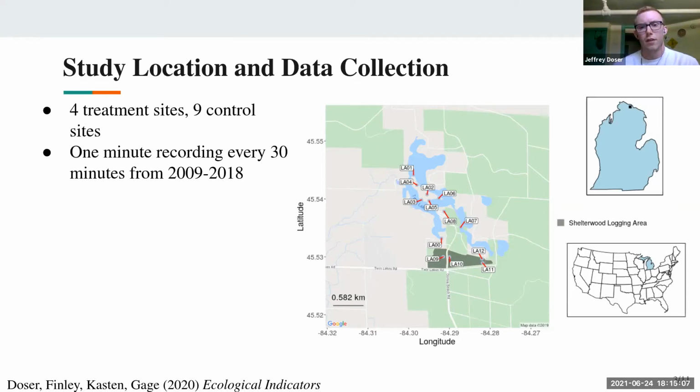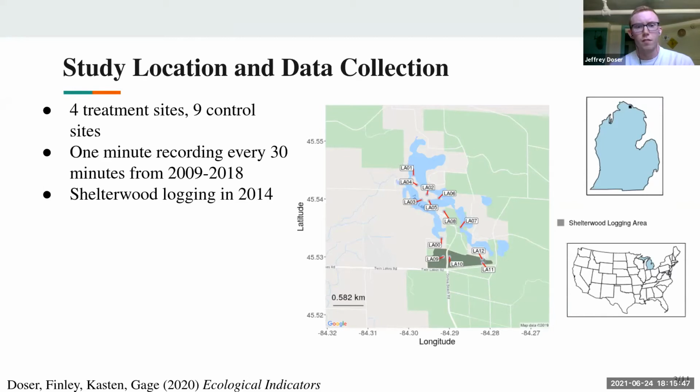From about 2009 to 2018, a 1-minute recording was obtained about every 30 minutes using these recorders, which were Song Meter SM2s. Some of these recorders were set out for different purposes, so there were large amounts of missing data at different locations. For this case study, we were primarily interested in the period of the year where birds are most vocal, so we only used recordings from June, which is the breeding period in this area.